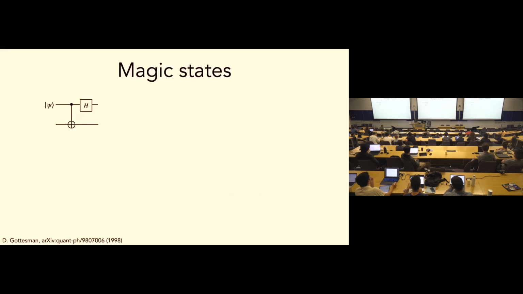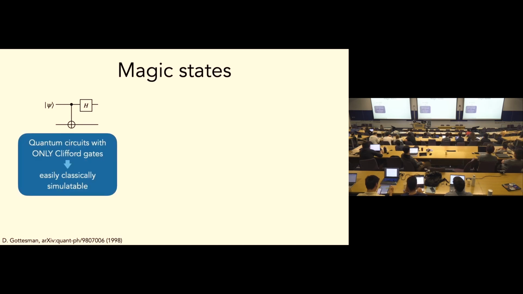So let me begin by motivating and describing what magic states are. On the top of the slide, you see a small quantum circuit. This has a CNOT and a Hadamard. These are Clifford gates. It turns out that you can generate a quantum circuit of any size, and as long as it has only Pauli or Clifford gates, it is in fact efficiently classically simulatable. So you cannot get quantum advantage from such a circuit.